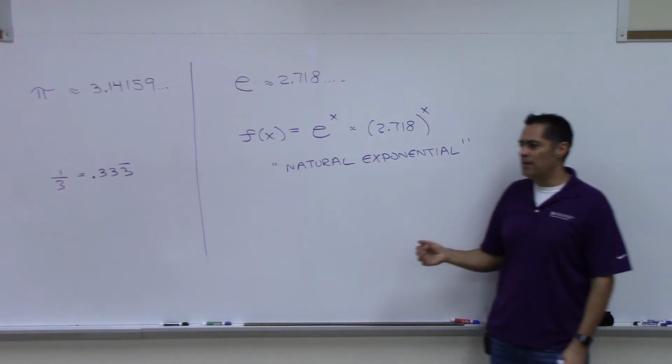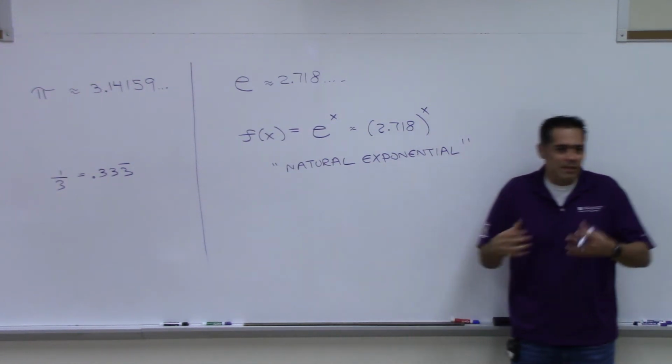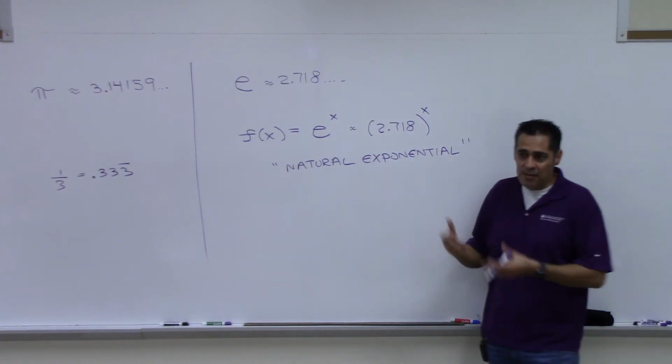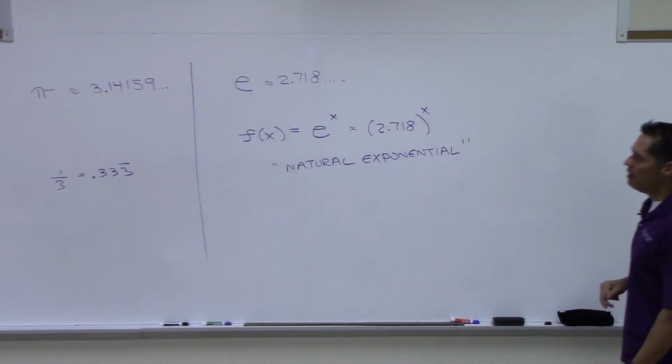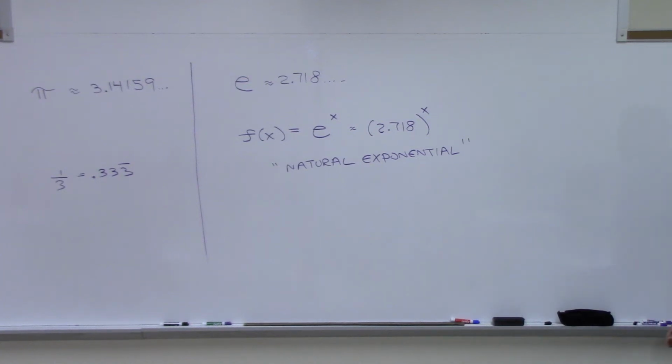It's like, why do trees have green leaves? I mean, you know what I'm saying? It's just naturally the way it is. So this is the function that we were looking for. It behaves in a very nice way in calculus, and so it's the natural exponential.